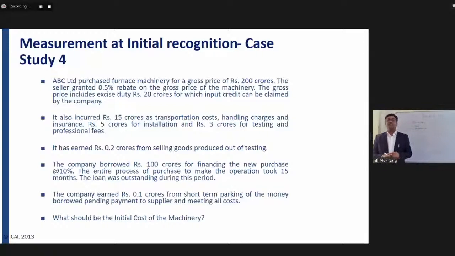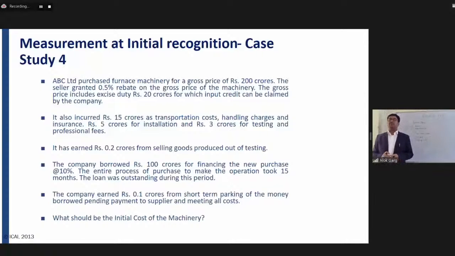It also incurred rupees 15 crores as transportation cost, handling charges and insurance, rupees 5 crore for installation and 3 crore for testing and professional fees. So what about these costs? These are the directly attributable costs and are required to be capitalized. Transportation, handling and insurance are directly attributable costs. Apart from this, there is an installation cost, testing charges and professional charges. So these are the directly attributable costs.